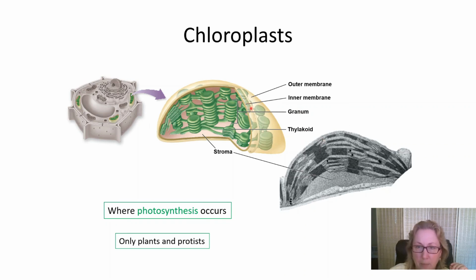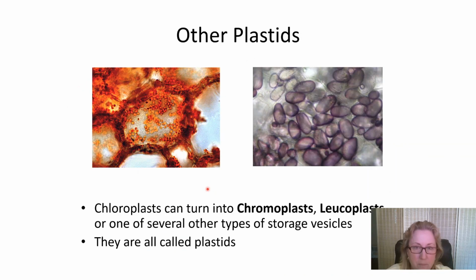There are two outer membranes on chloroplasts, and then these thylakoids are membrane bound as well. And we'll talk a lot more about chloroplasts and photosynthesis later in the semester. So only eukaryotes have chloroplasts. Bacteria that are photosynthetic do not have chloroplasts.